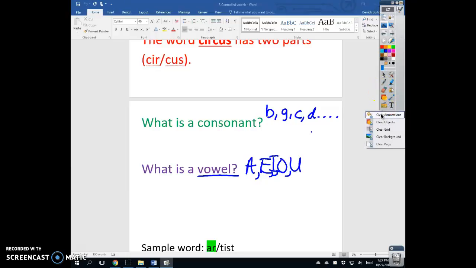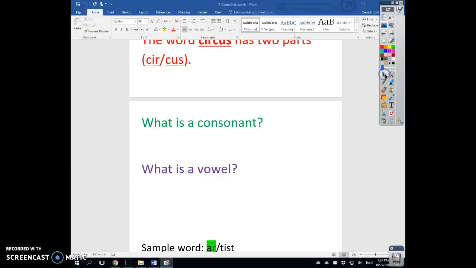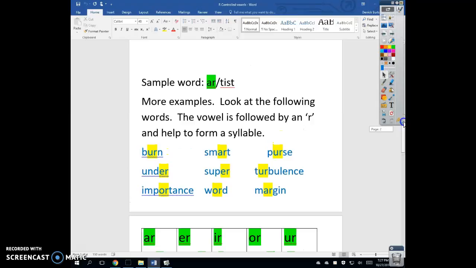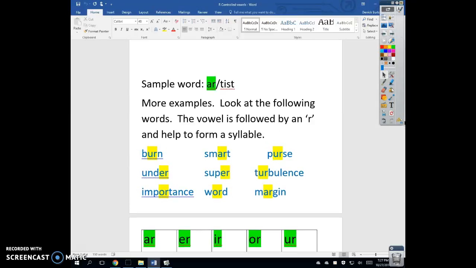Okay, then you move forward and show them the examples of how this may look. So let's look at this. Here's another sample word. It's up to you if they write the sample words. Some kids may want to write the sample words just for their knowledge. Let them. Do they have to? That's really your choice. So if you read this, it says, here's some more examples. Look at the following words. The vowel is followed by an R, and they help to form a syllable.